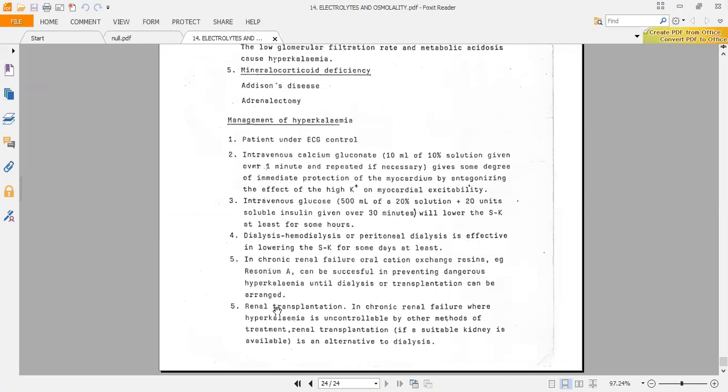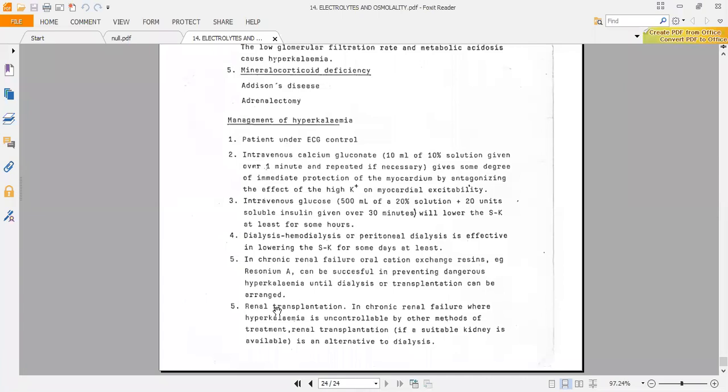You put them on the dialysis machine, either peritoneal dialysis or the blood vessel type of dialysis. Okay, good. And then the last thing is, as we said, chronic kidney disease, chronic renal failure, is the leading cause of hyperkalemia. If you've done all these things and you still can't manage it, then you finally do a kidney transplant.